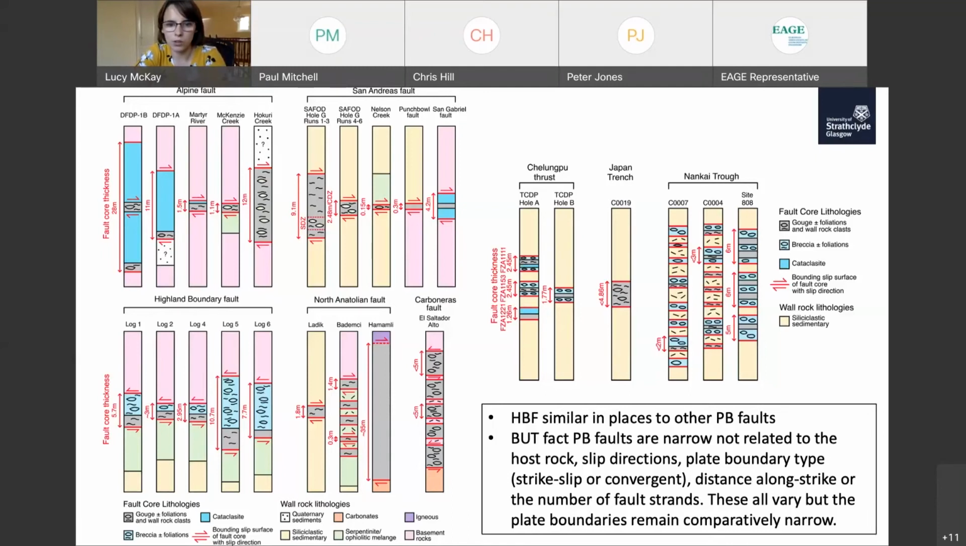But in comparison to all the data available, the fact that plate boundary fault cores appear to be narrow doesn't appear to be related to the host rock, the plate boundary type, the way the fault moved, the number of fault core strands, etc. All these vary among plate boundaries, but plate boundaries all remain comparatively narrow, so we can only really say the Highland Boundary Fault is comparable to other plate boundary faults in terms of fault core thickness. But this in itself has implications for how earthquakes behave.